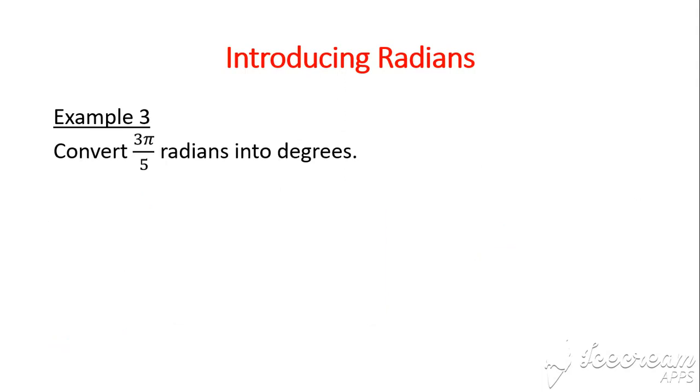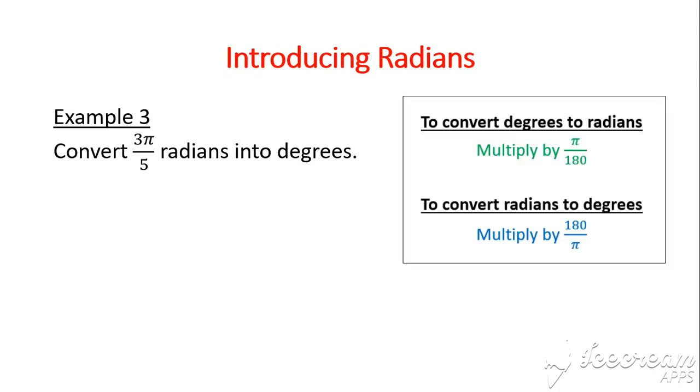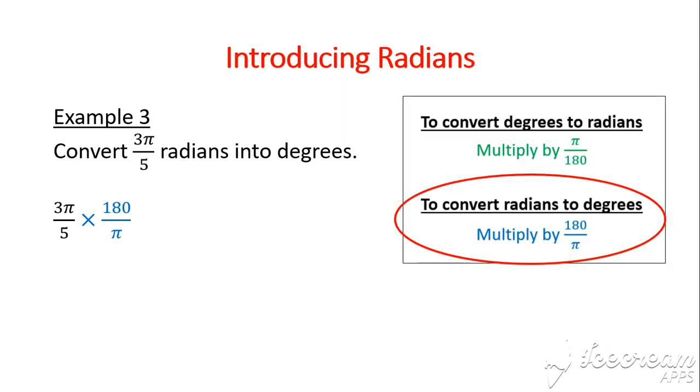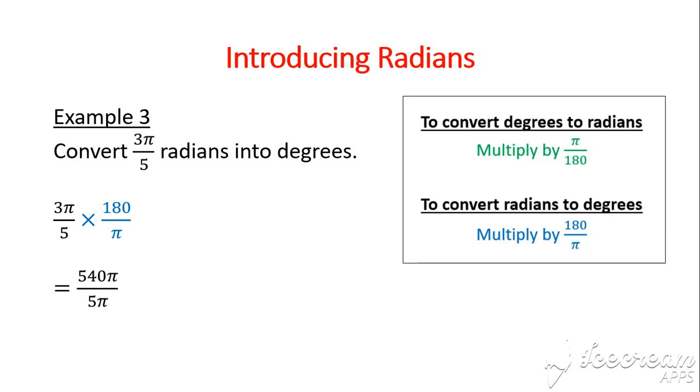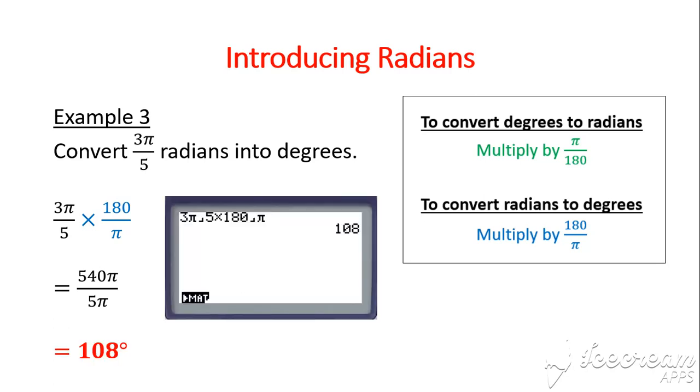Right, here's example 3. Let's convert 3 pi over 5 radians into degrees. So this time we're changing radians back into degrees. So we're going to multiply by 180 over pi, the opposite. So when we multiply fractions, we go top times top, bottom times bottom. So we're going to get 540 pi over 5 pi. The pi's will cancel out in this example and give us 540 over 5, which is 108 degrees.